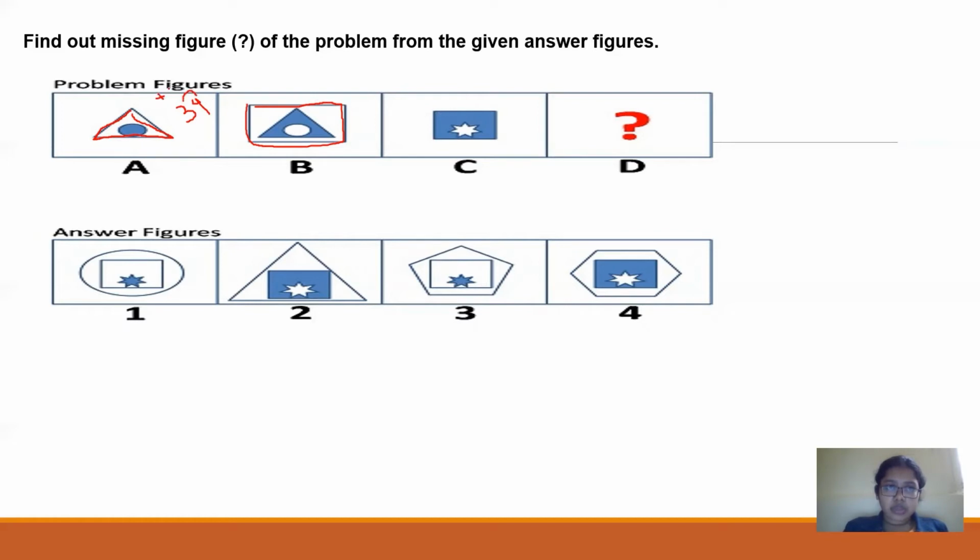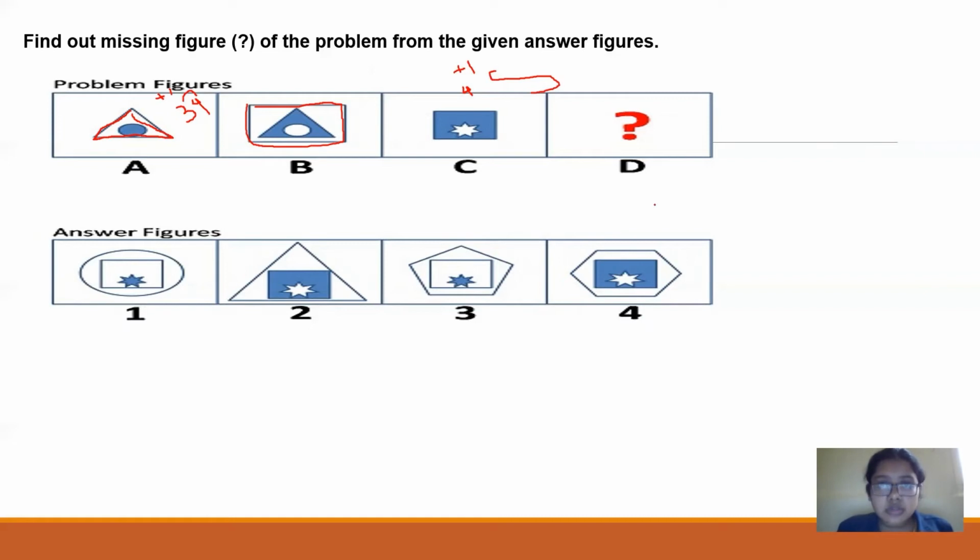Right? So what should be here? This is a four. And if we do plus one, how many sides do we get? Five. Means this square, this rectangle should be enclosed in a five-sided shape. So where is it? This one.